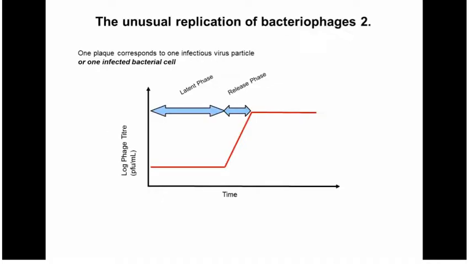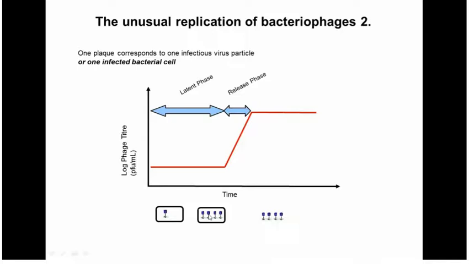Okay, good. So now hopefully everybody understands this. So what's the interpretation of the result here? Here's the basic result from the Ellis and Delbruck experiments. You've got the latent phase, release phase, and a kind of plateau phase. One step growth curve. So what you might imagine is happening is that shortly after infection, your phage enters the bacterium. It will replicate inside the host cell. So you go from one phage inside the host to multiple phages.